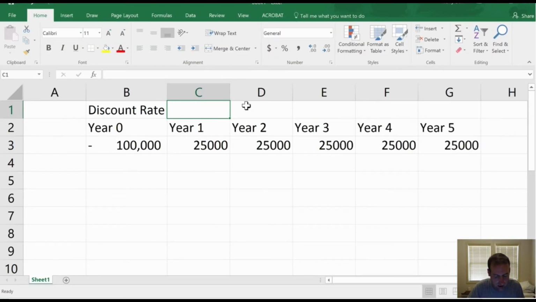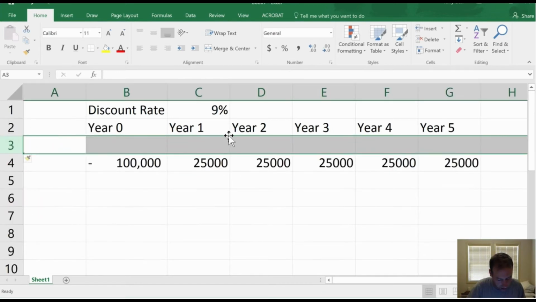So let's try with a discount rate. Last time was 10%. Let's try 9%. And again, this is trial and error. I'll show you a quicker, easier way to do it, but I just kind of want to demonstrate what's going on here. Okay, so actually let me do this in an Excel way.